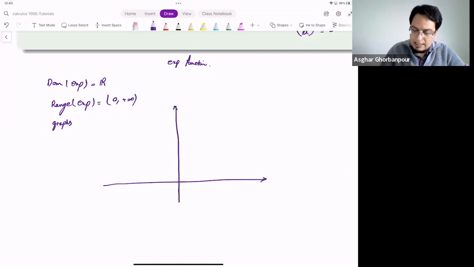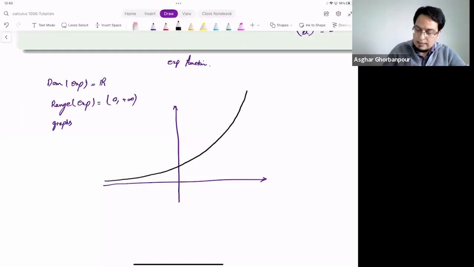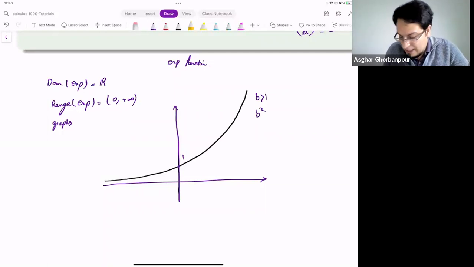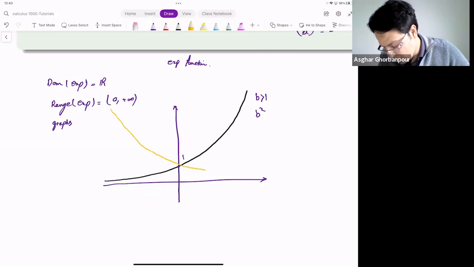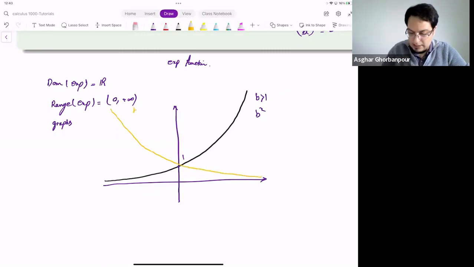If b is positive, or sorry, bigger than 1, well, obviously positive, in that case the function b to the power x will be like that, and it will pass through the point 1. However, if b is the other part, bigger than 0, always we take the base to be bigger than 0, but less than 1, then b to the power x is given by this.